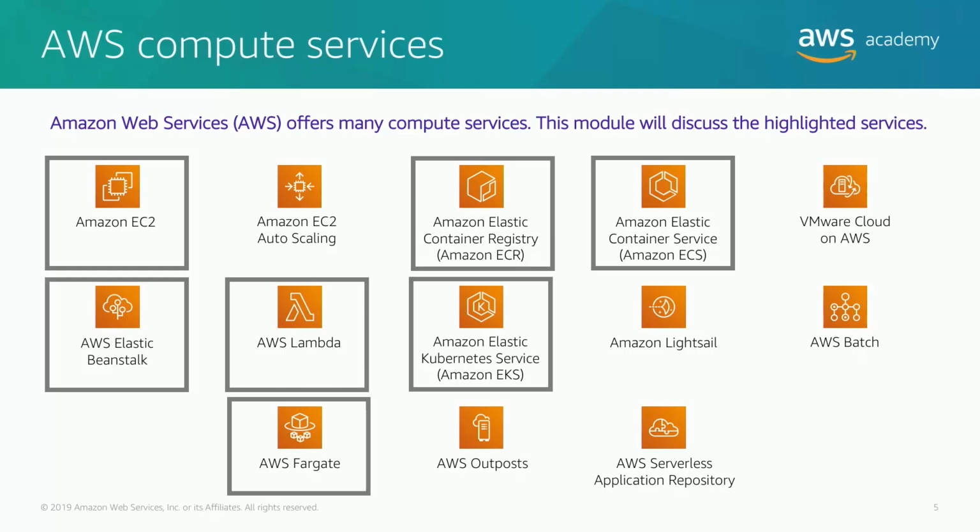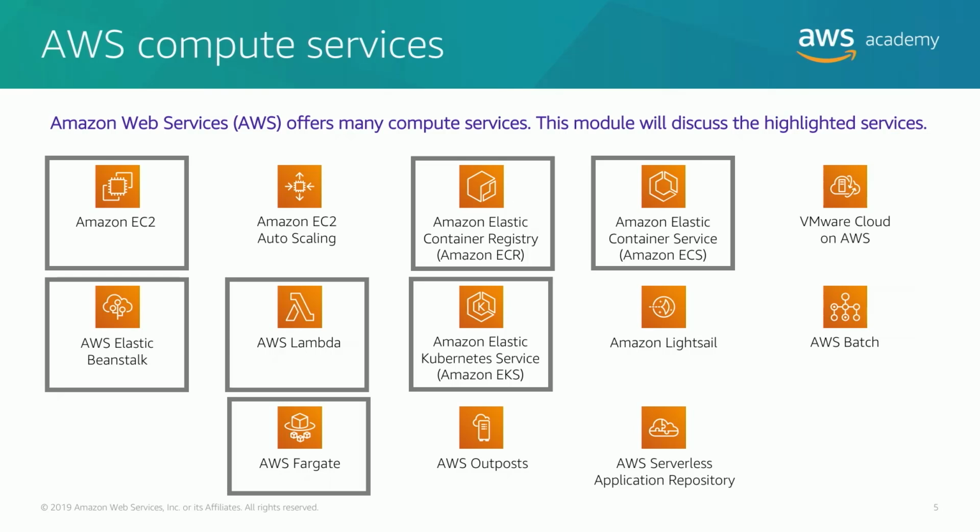Amazon Elastic Container Registry, Amazon ECR, is used to store and retrieve Docker images. Amazon Elastic Container Service, Amazon ECS, is a container orchestration service that supports Docker. VMware Cloud on AWS enables you to provision a hybrid cloud without custom hardware. AWS Elastic Beanstalk provides a simple way to run and manage web applications. AWS Lambda is a serverless compute solution. You pay only for the compute time that you use.